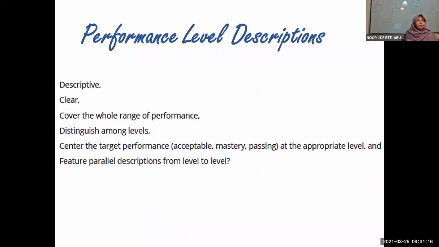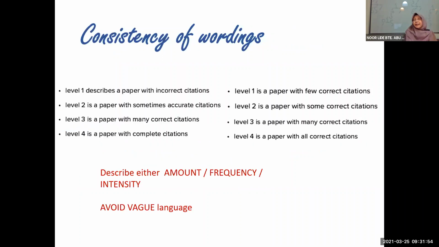So for the performance level descriptors, number 1, you must cover the whole range of the performance. It must distinguish among levels. It must be descriptive. You must use labels to describe. Don't just say level 1, level 2, level 3. You need to have the labels. It has to be clear, and you must center the target performance, whether it's acceptable, mastery, or passing, at the appropriate level. And then you must also feature parallel descriptions, like in the example that I gave. On the right-hand side it is parallel. On the left-hand side, it is not parallel. When it is parallel, it's a lot easier for people to focus on the things they're supposed to look for. They don't have to go through all that language. This is the reason why it is recommended.